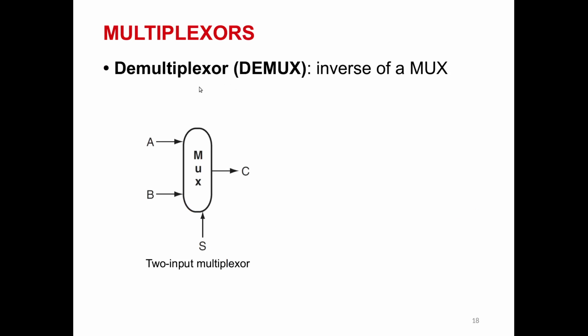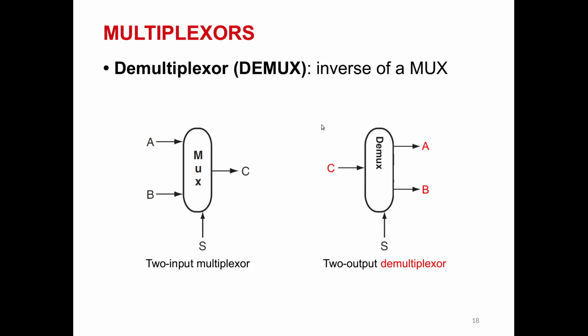In the inverse function, you will have the demultiplexer, or in short, demux. It is an inverse of a multiplexer. Here it will depend on the value of the selector. Demux will direct C, the input, into either A or B, so that C will appear in A or in B, but not in both at the same time.